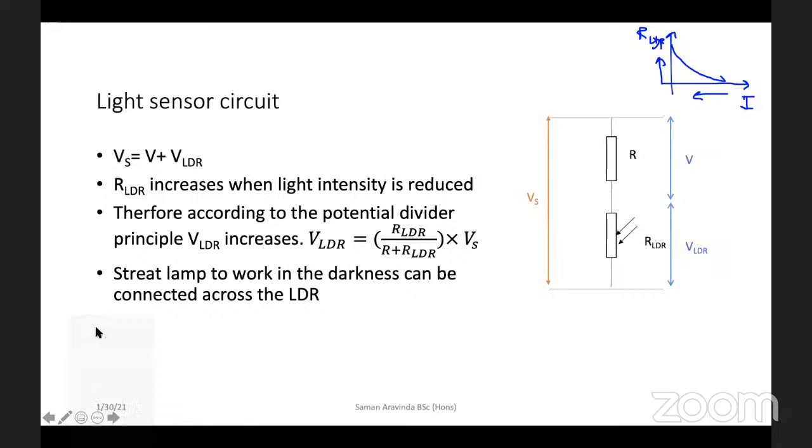Then to turn it off, like in the daytime. Now as the light becomes more intense, what happens? The resistance drops. Resistance drops means potential drops. So it automatically turns off. Do you understand? Does that make sense? Simple, right?